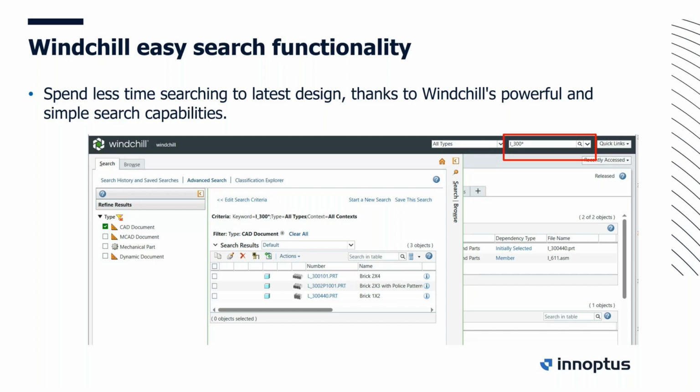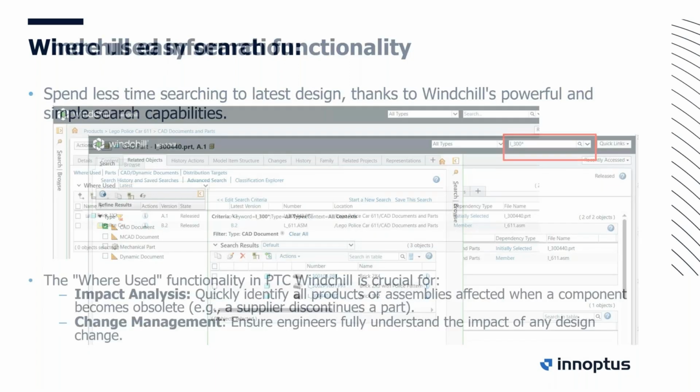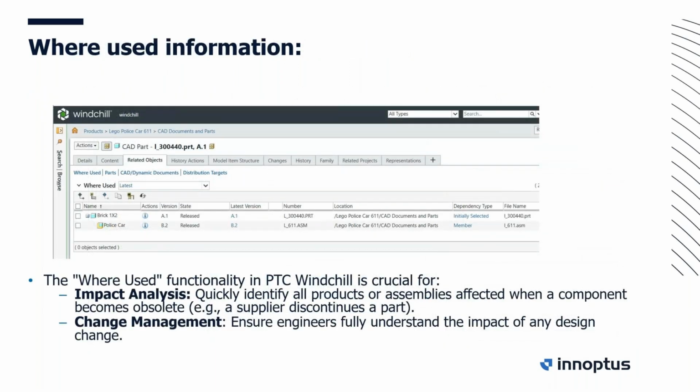So you have easy search functionality, and PTC Windchill also offers you the where-used functionality. You often find yourself wondering if a file is used in assemblies, maybe when you want to make a modification or you have to deal with obsolescence. When you go to the part or assembly, you have a table with all this information available.